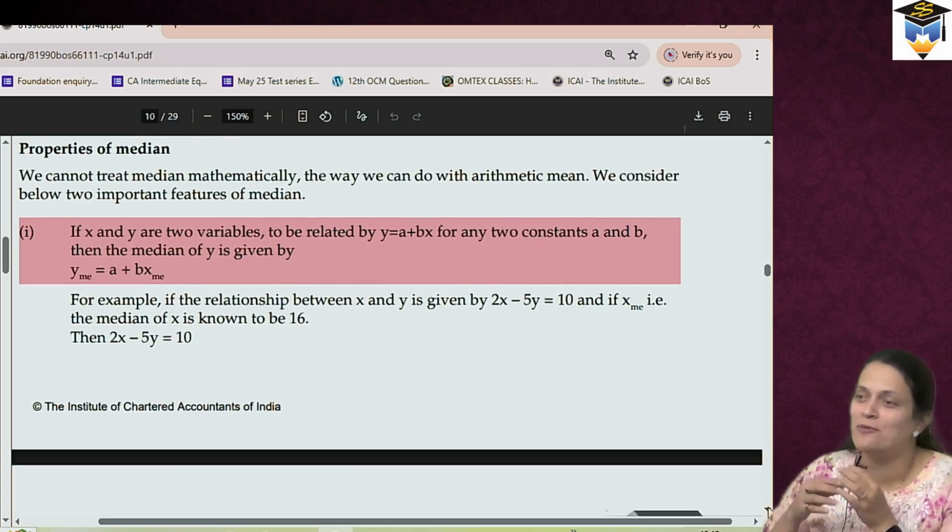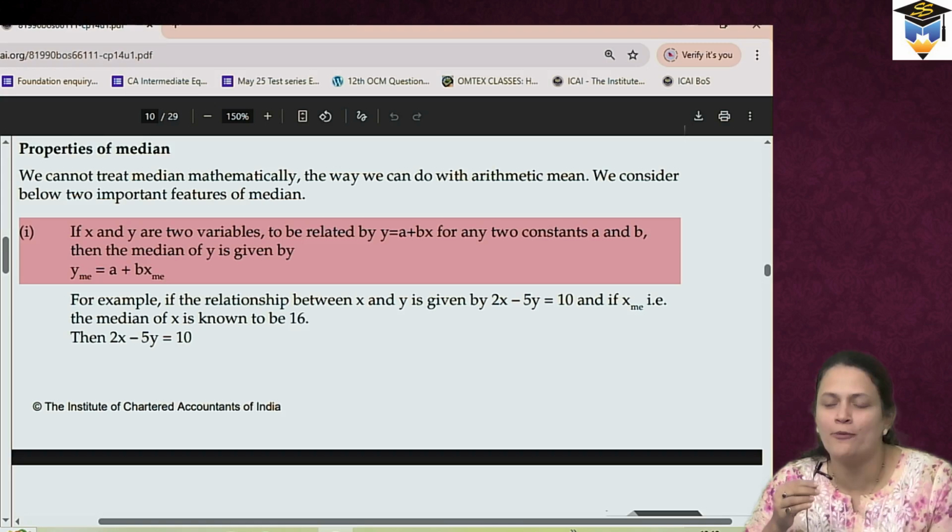Okay. Properties of a median. Let us do the properties and then we'll stop here for today. First property.